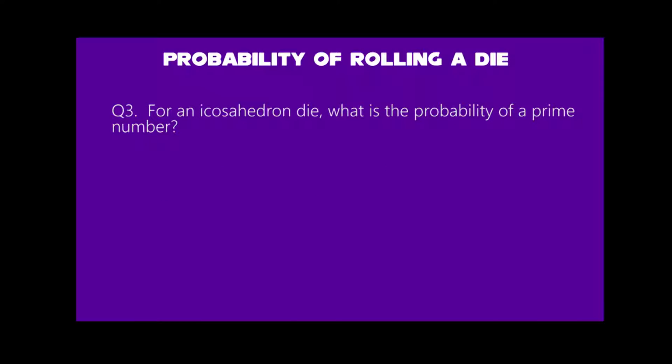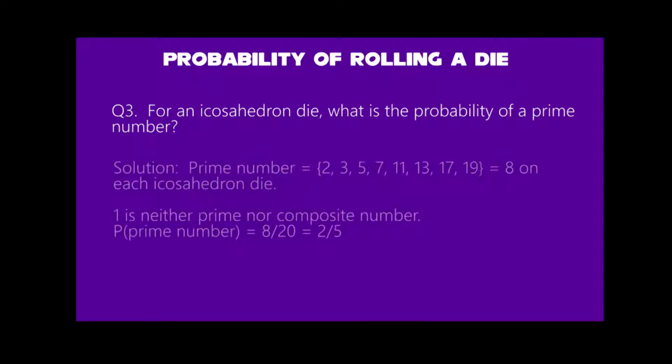Here's the question for you as an example. What is the probability of getting a prime number on an icosahedron die? As you can see, we select these numbers which are not proper multiples. 1 is neither prime, nor composite. 2 is an even prime number, which is not a proper multiple.